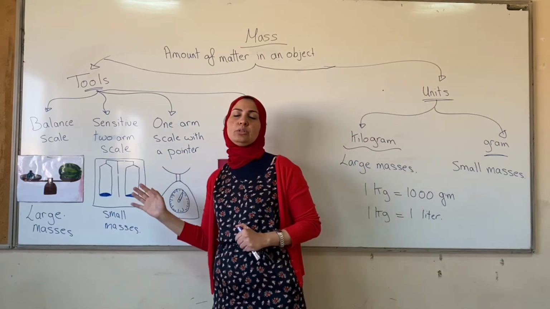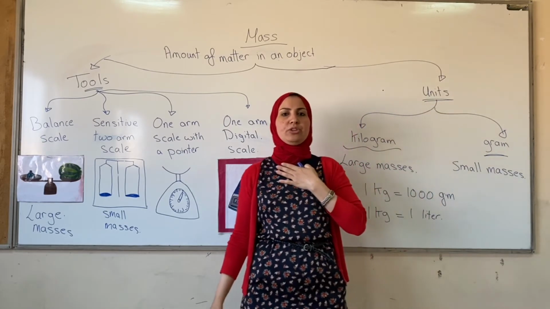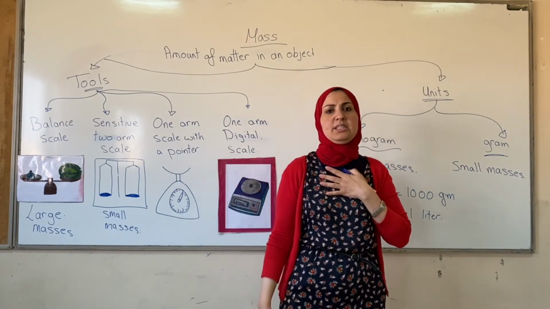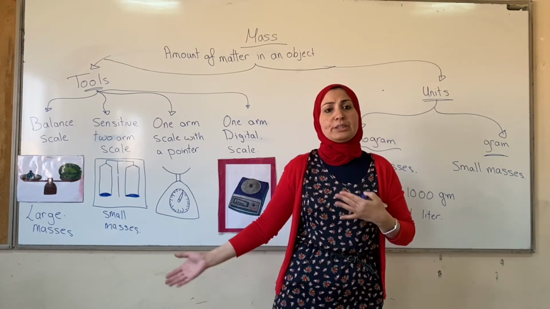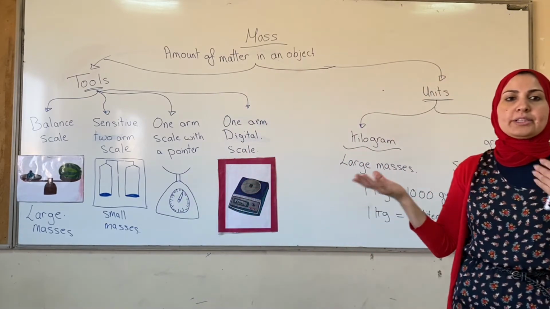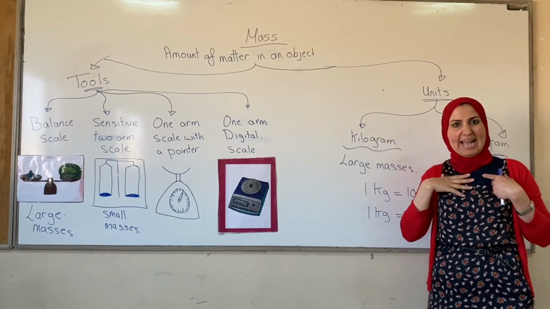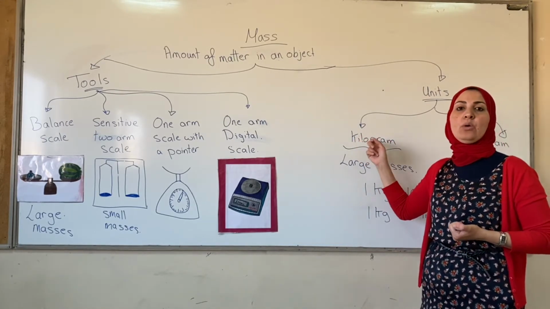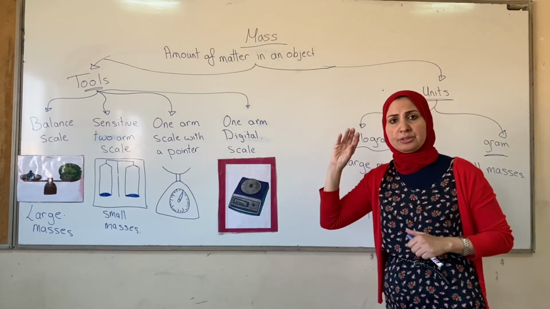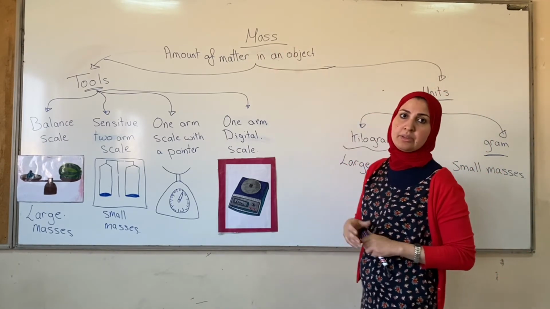Then we are going to move to the units. What's the meaning of units? If I want to measure my mass, I will stand on the balance and, for example, I see it is 40. 40 what? 40 apples? 40 bananas? 40 mangoes? No, of course. 40 kilograms. My mass is 40 kilograms. So the word kilogram that I use after the number shows that I'm talking about the mass.